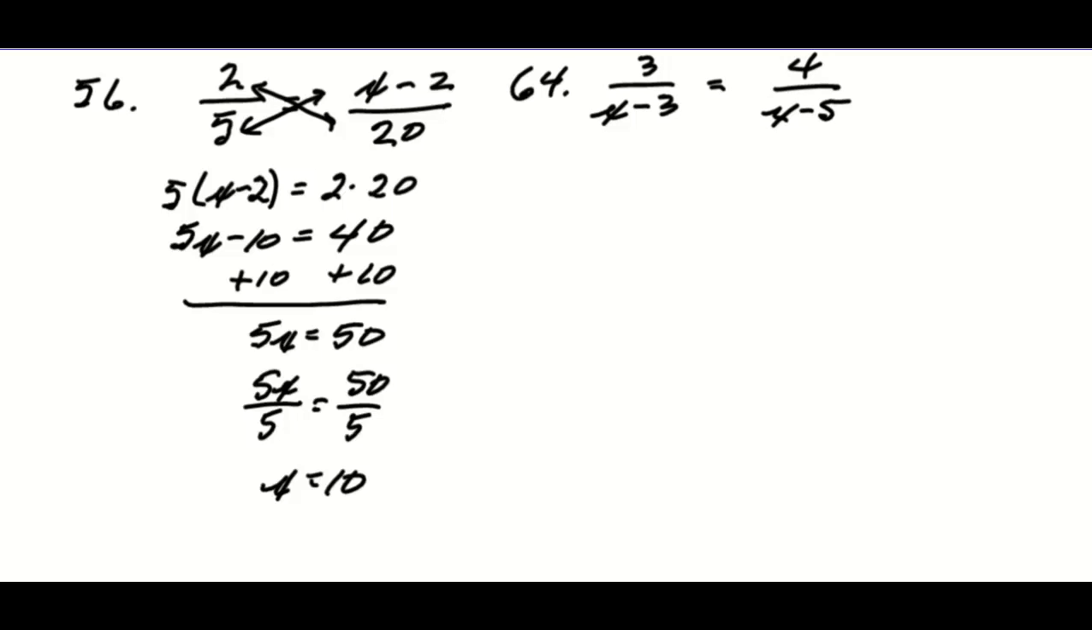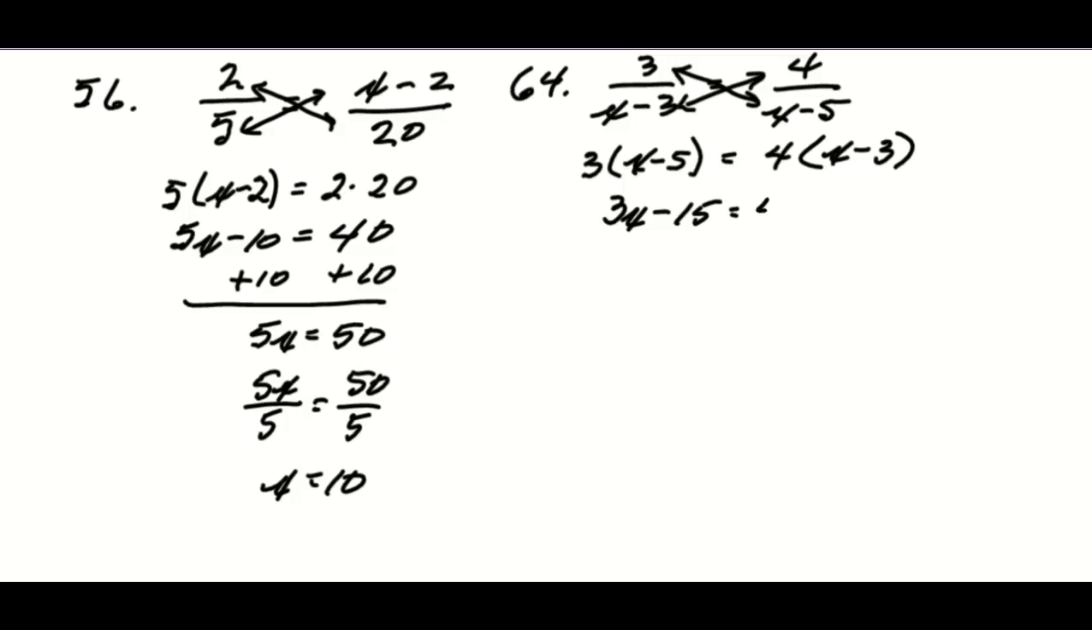Now when we cross multiply, it doesn't make any difference because we're going to have variables on both sides no matter how we do it, going this way and going this way. That makes the problem a little more complicated. So we'll take the numerator on the left, 3, and we cross multiply that with x minus 5 equals 4 times x minus 3. What we get then is 3x minus 15 equals 4x minus 12.